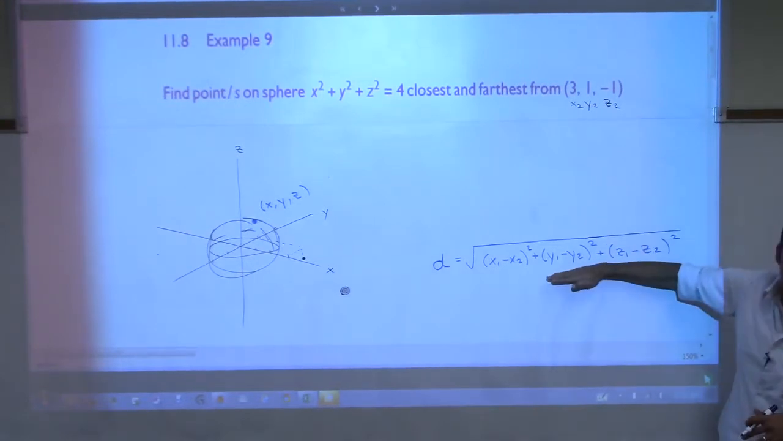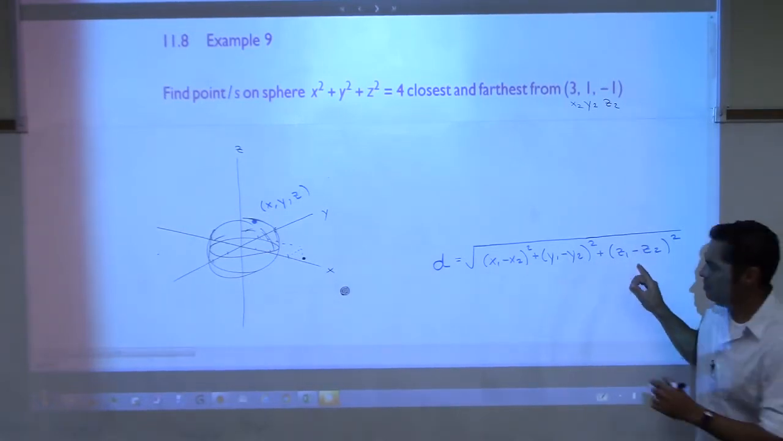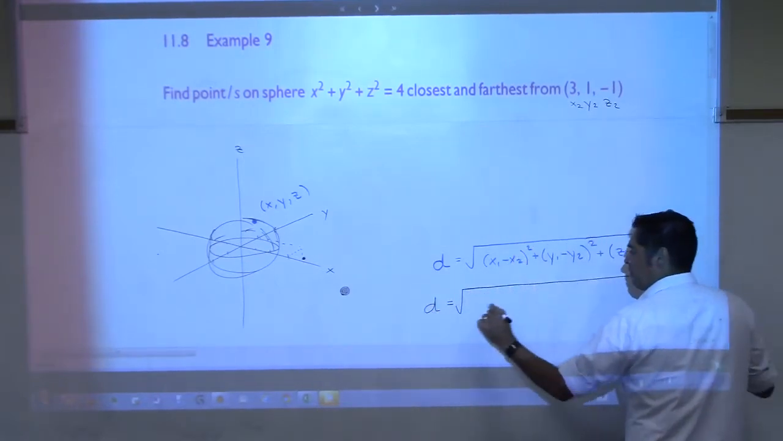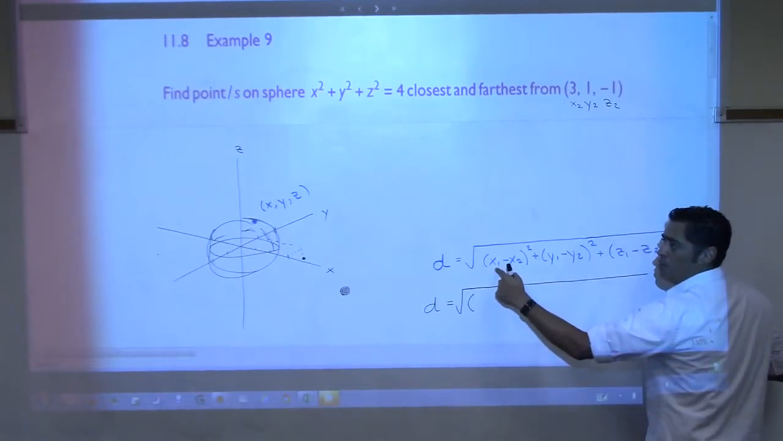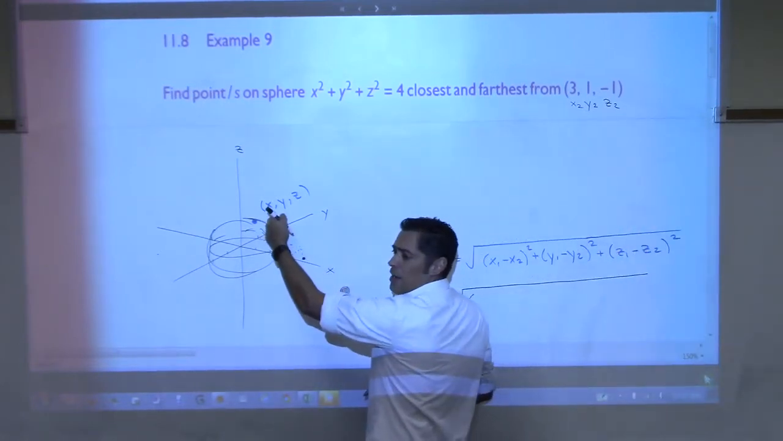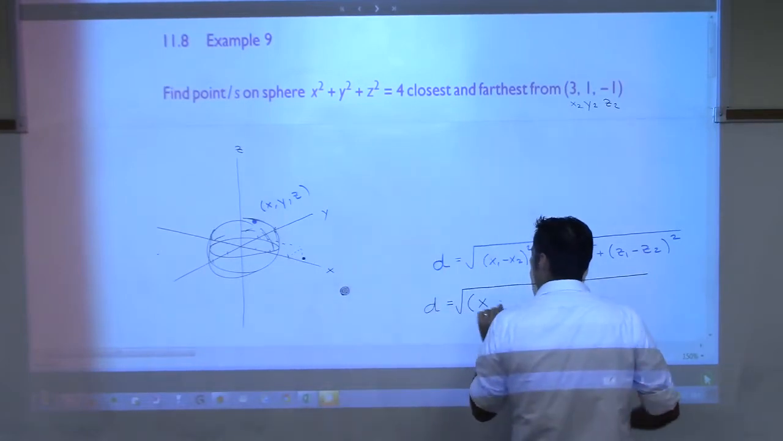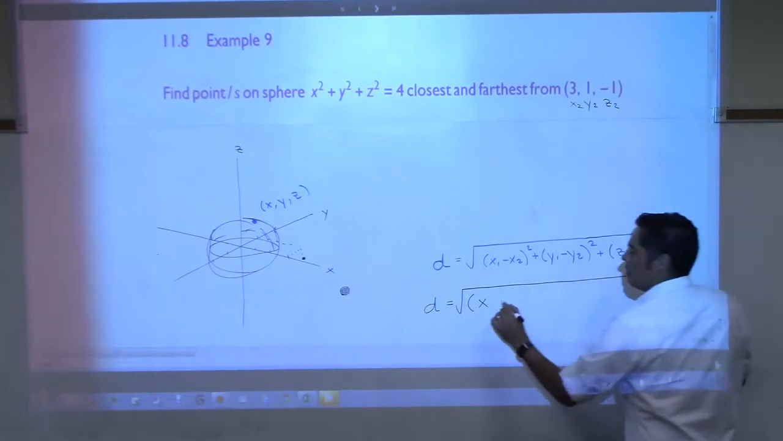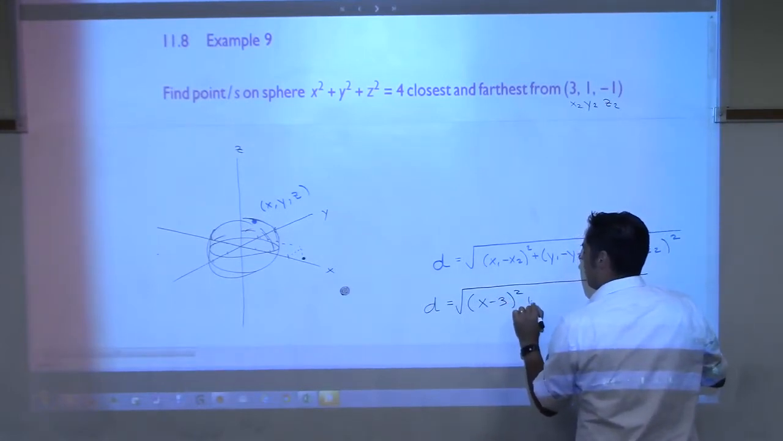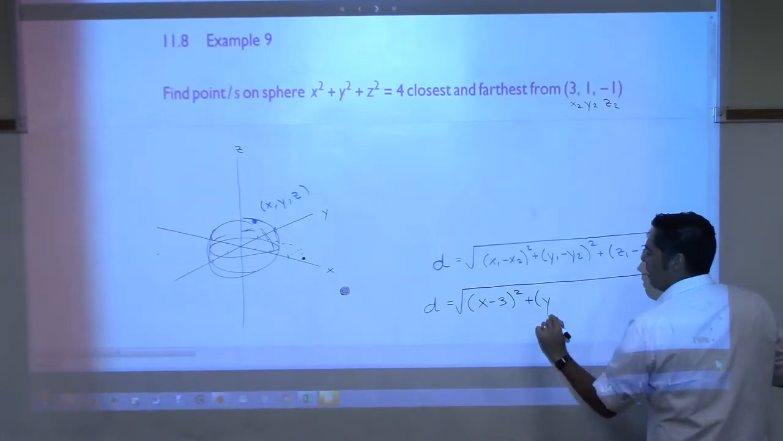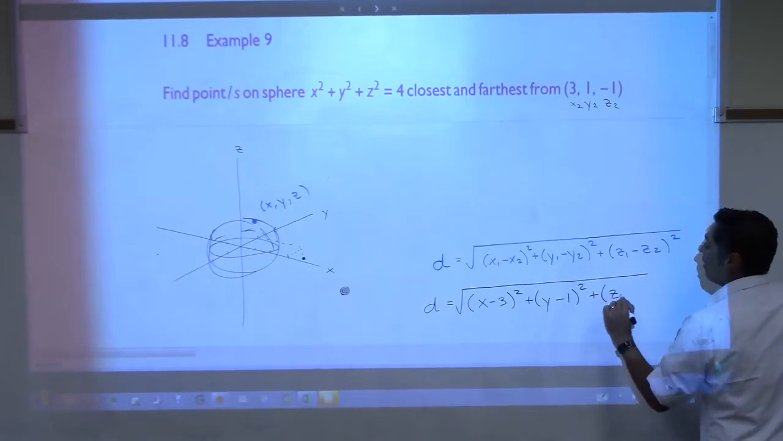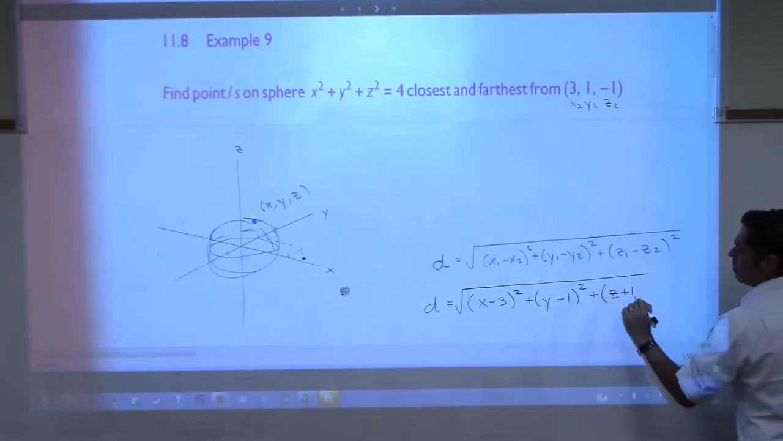But our formula is not ready yet, okay? Our formula is not quite set yet. I needed to replace these things. So for us here, the distance will be the square root of, I'm going to replace x1 with just an arbitrary x, all right? Minus x2. For x2, I'm going to use the point 3. So minus 3 squared plus, for y1, I'm going to say y, and then minus 1 quantity squared plus z plus 1 quantity squared.